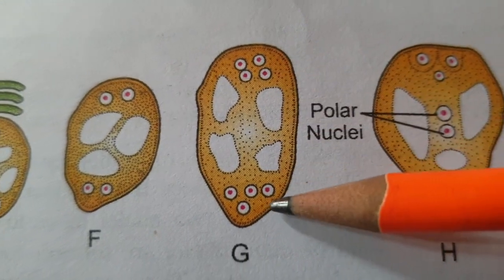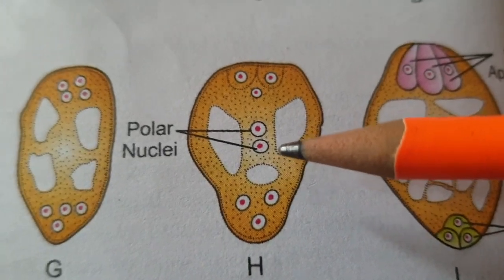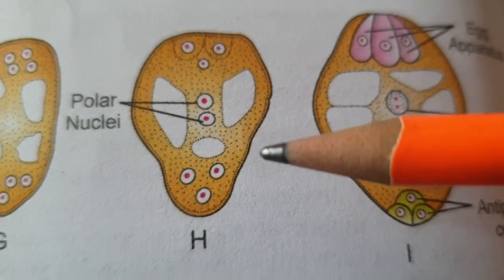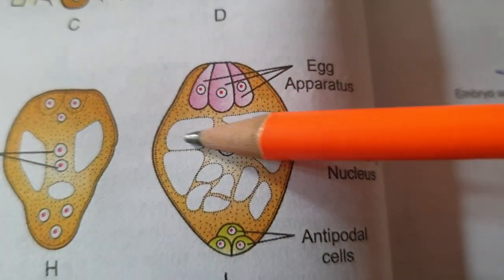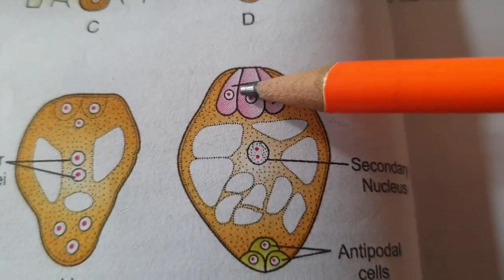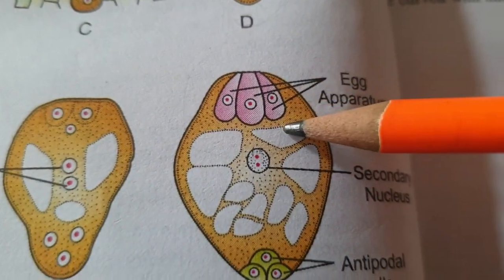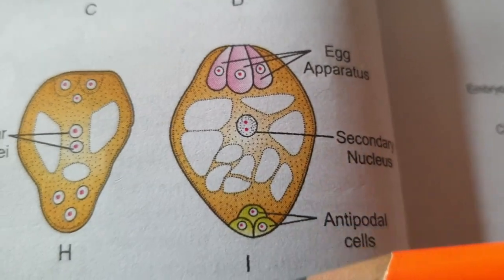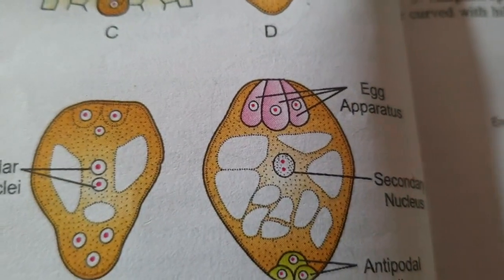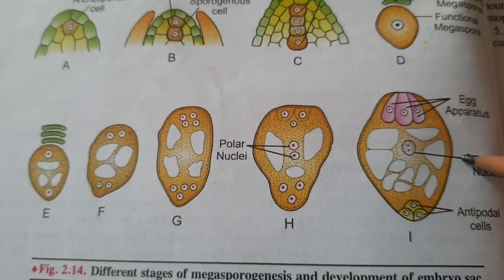Then one cell from each pole moves to the center and they behave as the polar nuclei, and the cells towards the micropylar part behave as the egg apparatus. The egg apparatus consists of a central larger cell which is the egg, that is the female gamete, and two synergids. The cells towards the chalazal end form the antipodal cells, and the central cell is the secondary nucleus. So this is the total megagametogenesis process.